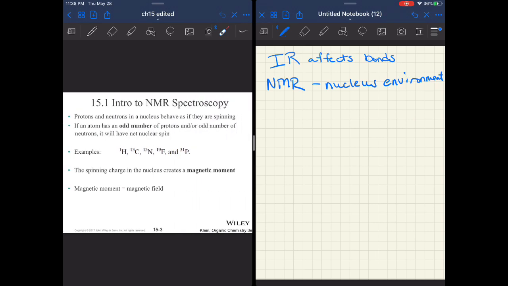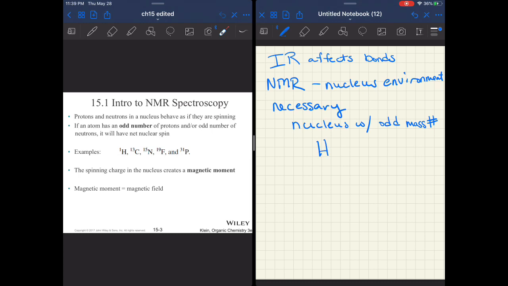What is necessary for NMR to be possible is to have a nucleus with an odd mass number. Now, I struggle with my Gen Chem students to remember what mass number is, but it's just the sum of the protons and the neutrons. So not all isotopes can be studied this way. Only isotopes that have a nucleus with an odd mass number.